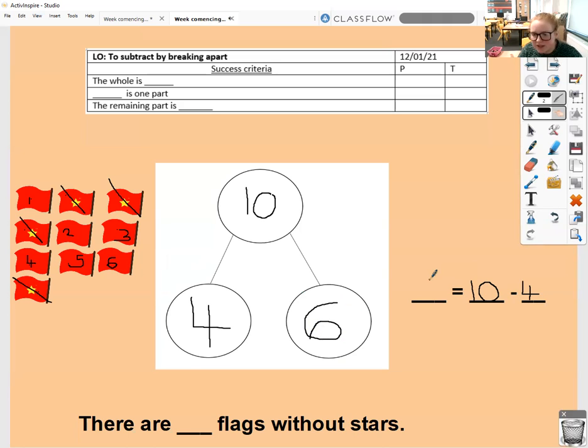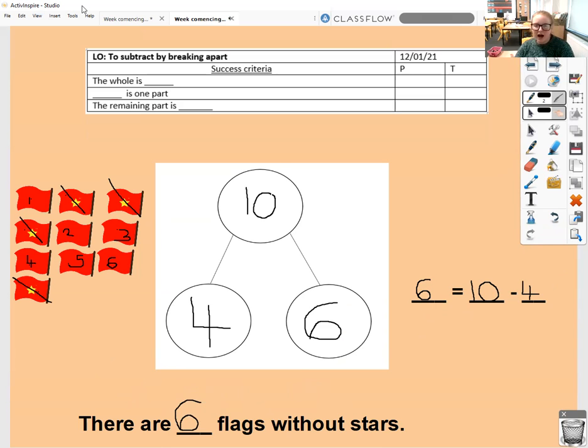So 6 is my remaining part, which is going to go on the other side of my equal symbol. So 6 equals 10 subtract 4. My whole is going to go before my subtraction symbol, my first part is going to go after my subtraction symbol, and my remaining part is going on the other side of my equal symbol. So there are 6 flags without stars, because 10 subtract 4 equals 6.